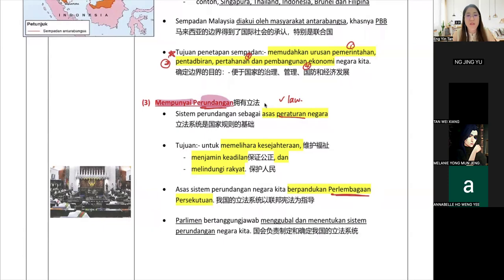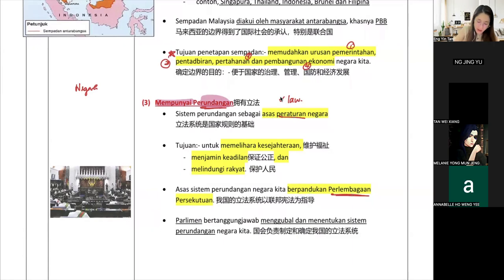So which one comes first? Which one starts first? Everybody make a smart guess. When we want to form a country, this is just for your information, because if you don't understand this concept, you will be confused. Like, why suddenly asas peraturan? And then here they say perpandukan perlembagaan. It's very hard for you to memorize.